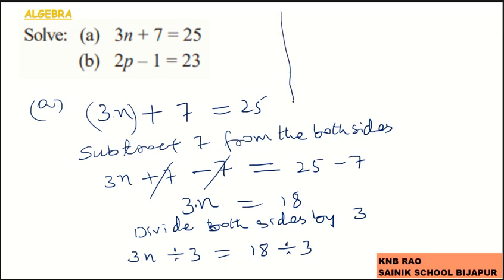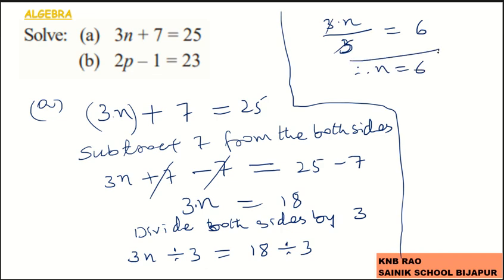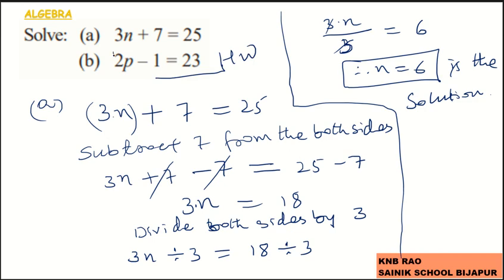I will continue here. 3n divided by 3 can be written like this: 3n upon 3 equals to 18 divided by 3 is 6. So, these 3 get cancels. Therefore, n equals to 6 is the solution. So, children, this is how simply we will solve. Okay. Now, can I give this as homework? You try. If you go wrong also no harm, but you try. Okay. Then going further.